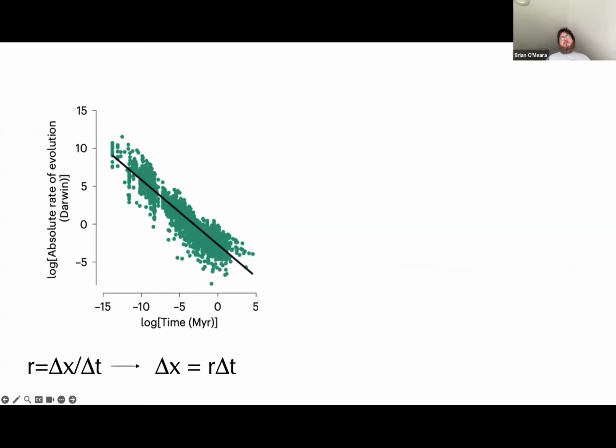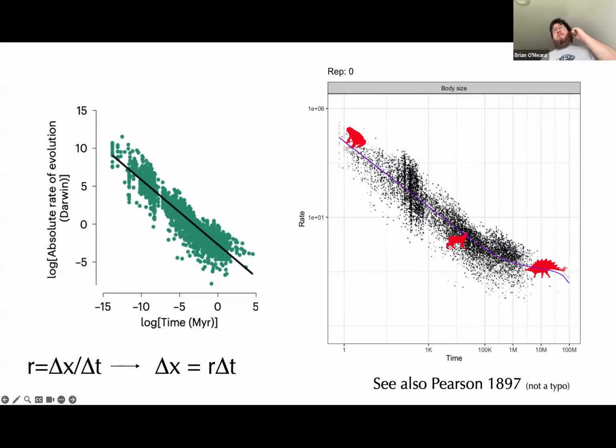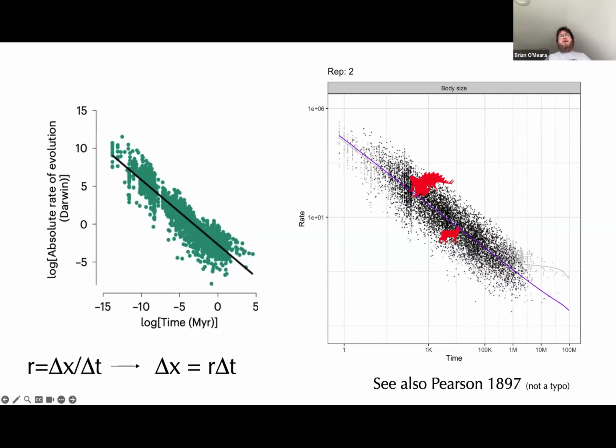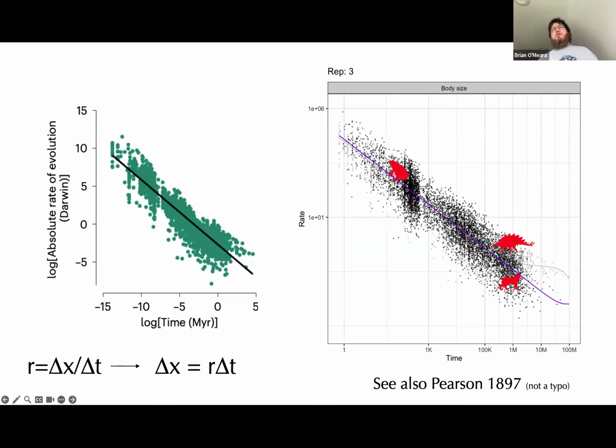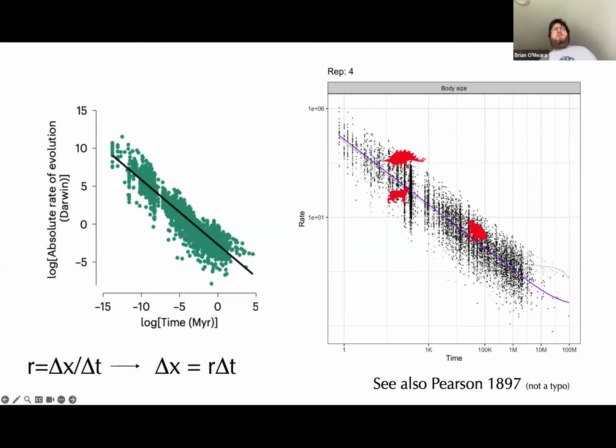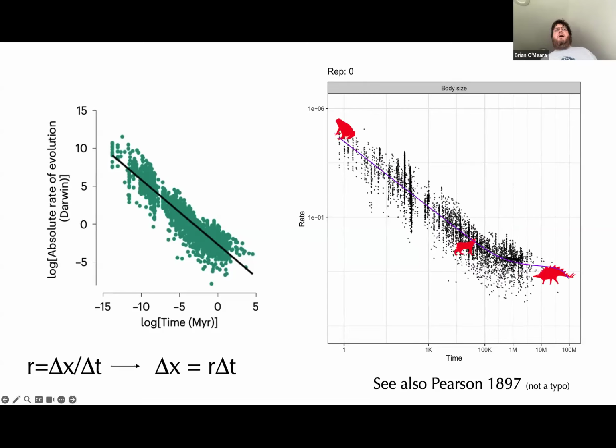Another way of looking at this, and whether it's an actual thing, is to randomize the data. Since we have both rate and time, we can use that to get an estimate of the difference in x, which is rate times time, and then randomize that with respect to time difference and replot it again. This is an idea from Pearson, 1897, who thought about spurious correlations. This is an example of this potential process. Here rep 0 is the original data, the gray line there, and every other rep is randomizing the data. This is a data set of body size.